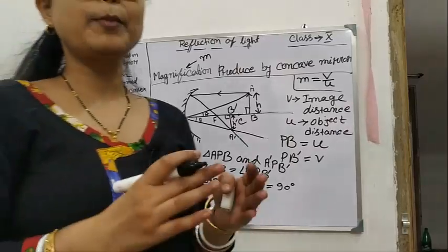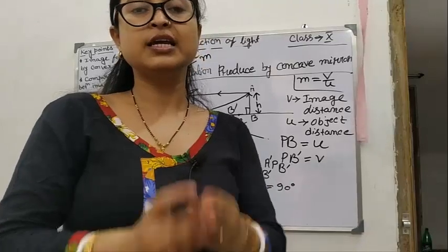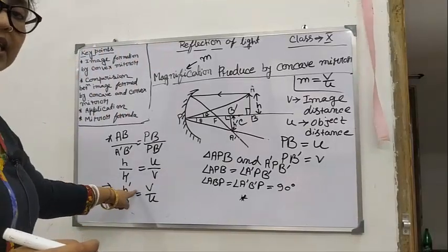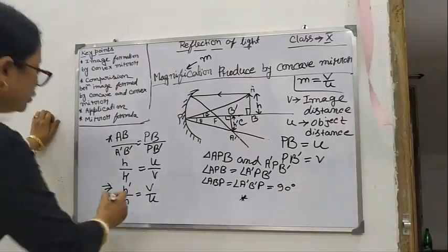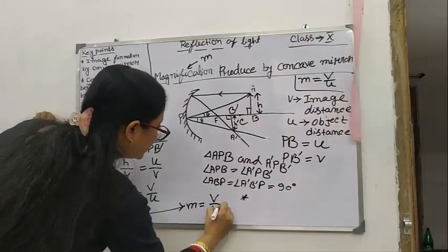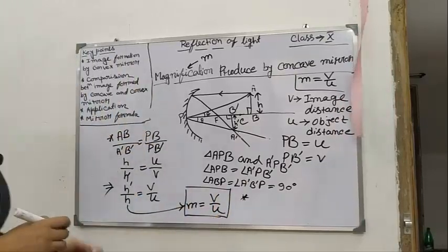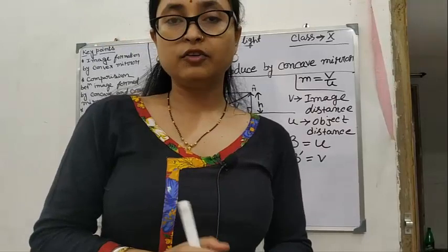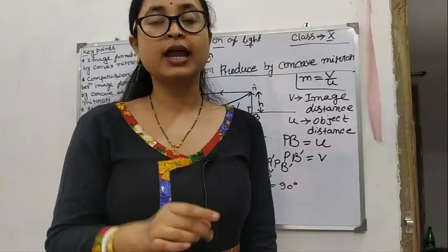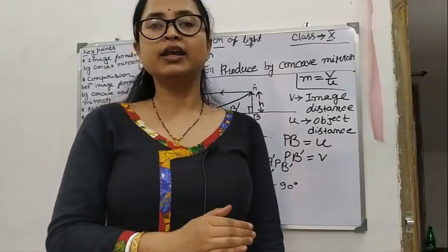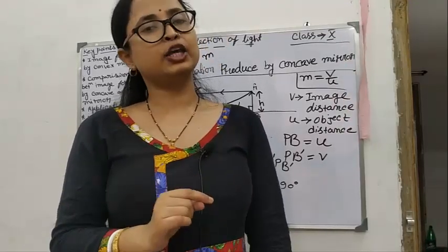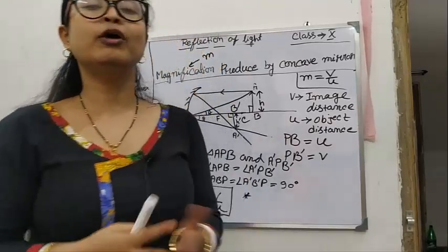Now from the definition of magnification, we know that magnification is the ratio of image height to the object height. Here h dash is image height, h is object height, so it will give magnification m. So m is equal to v by u. This is the formula. So you have got two formulas for magnification. One is m is equal to h dash by h, where h dash is image height and h is object height. Another one is m is equal to v by u, where v is image distance and u is object distance. Hope you understand this topic.